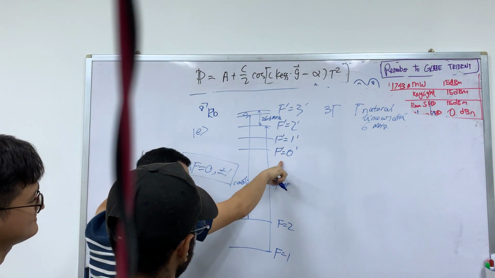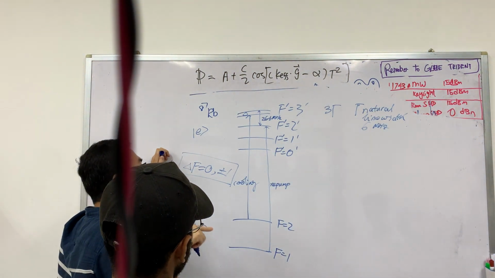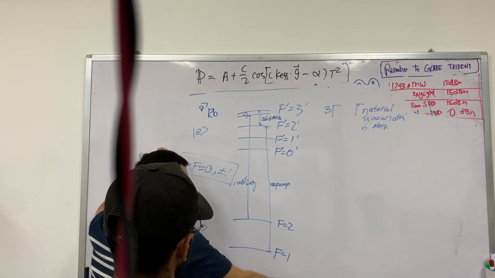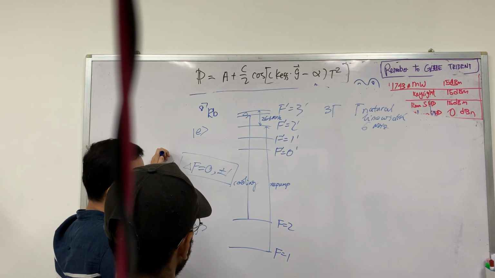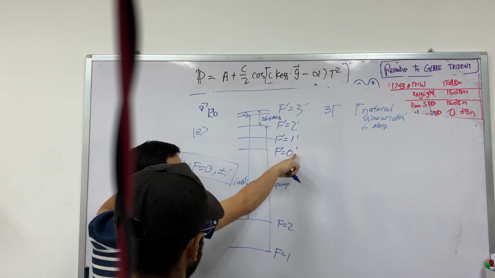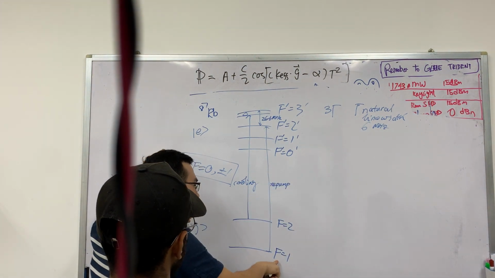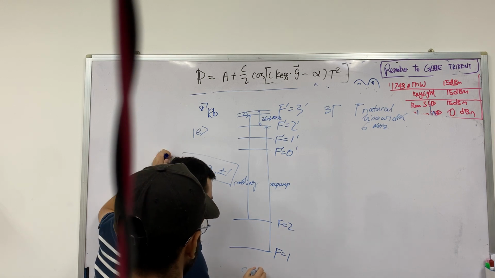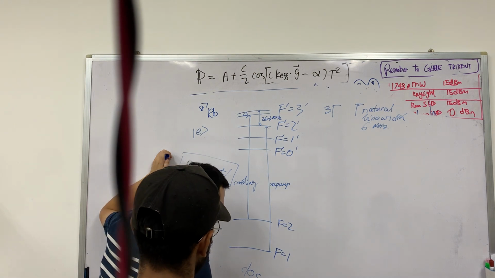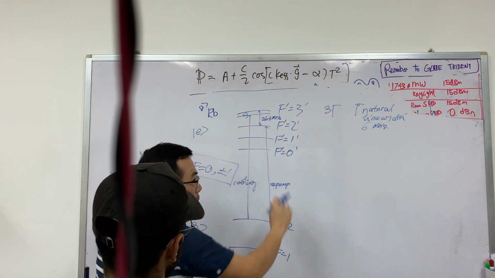This is another cycling transition. We don't use it in our experiment, but people do use it to blow away the atoms in this state. Because atoms in the 0 prime state cannot go back to 2. They can only go back to 1. That's why it is called a closed transition. And 1 to 2 prime is an open transition.